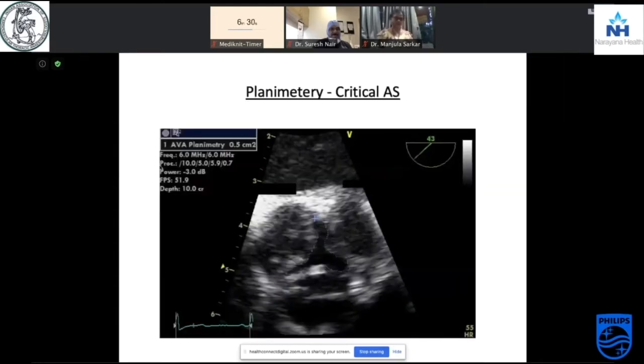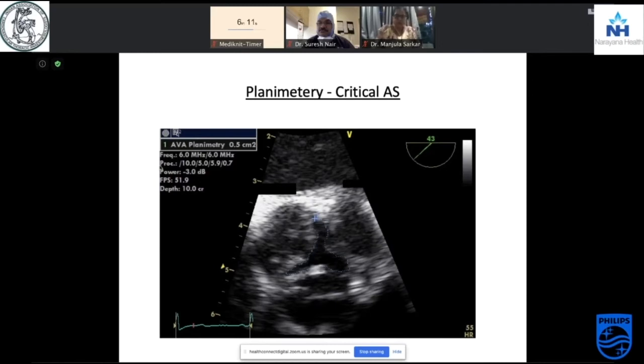And what about the planimetry? Yes, it can be done by a relatively easier method, but in case of mitral annular calcification or severe calcification, it will be much more difficult to identify the aortic valve orifice and to correctly measure the planimetry area.